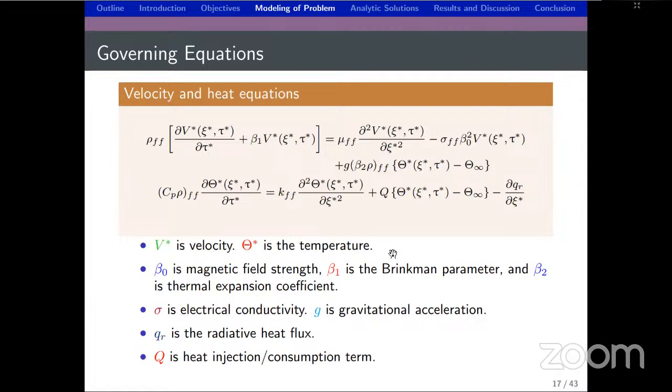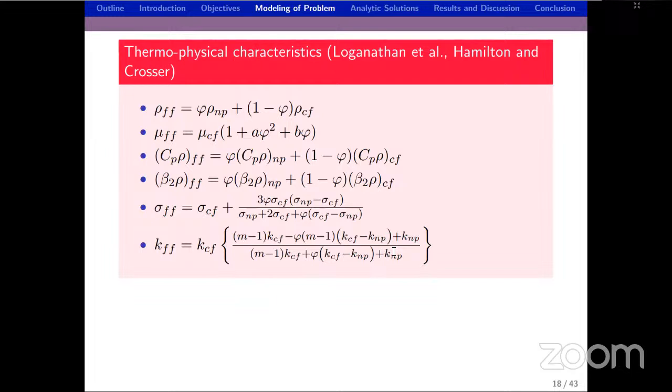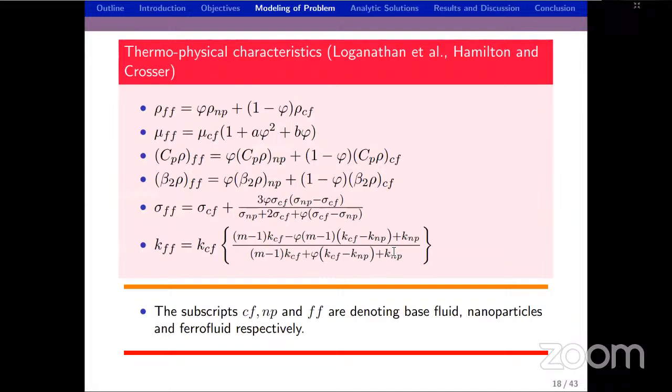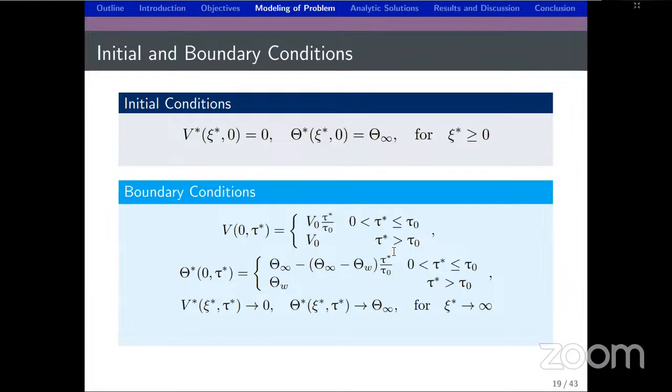So these are some thermophysical characteristics that are involved in our governing equation. First one is the density. Second is viscosity, heat capacitance, thermal expansion, electrical conductance, and thermal conductance. Here I use the subscripts CF, NP, and FF that are denoting base fluid, nanoparticles, and ferrofluid respectively. So these are associated initial and boundary conditions for my model.